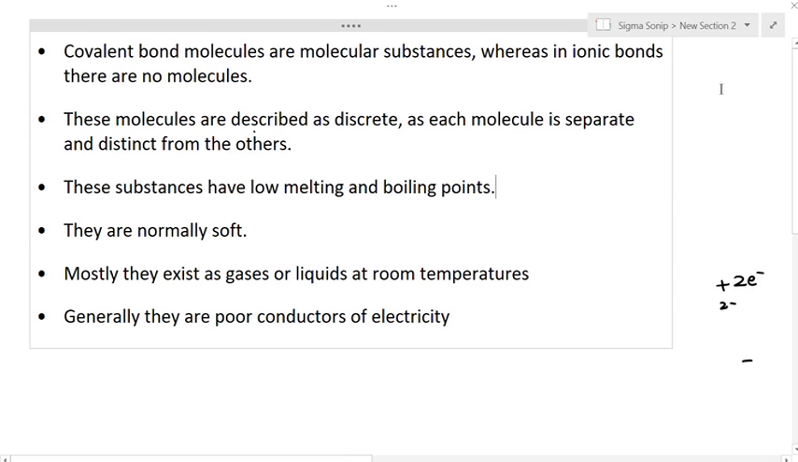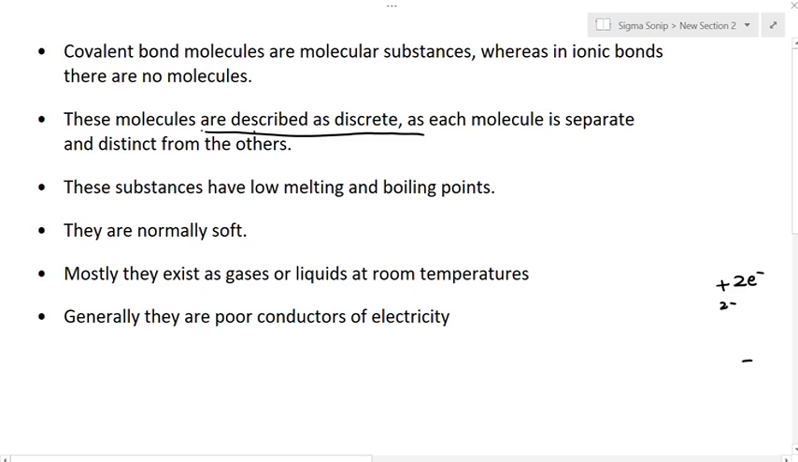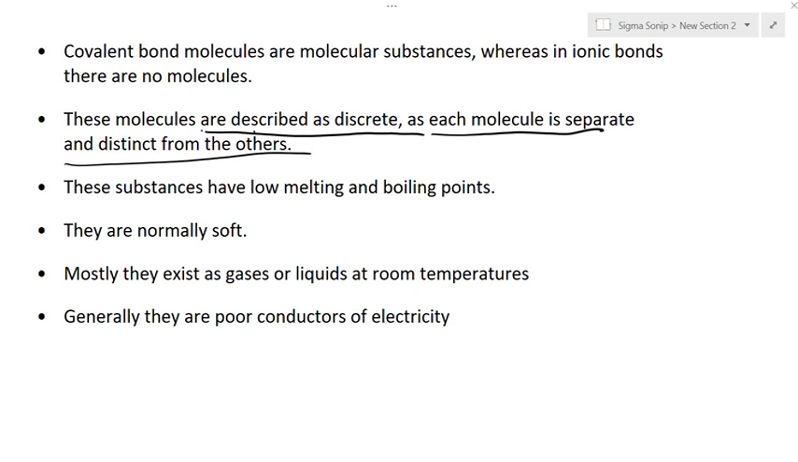We see that covalent substances are molecular in shape. If you recall, in ionic substances we had no molecules. But here in covalent bonds, we have distinct molecules, and these molecules are described as discrete, as each molecule is separate and distinct from the others. So basically, if you have technical equipment, you can separate one single molecule of a covalent substance. Now these substances have low melting and boiling points.